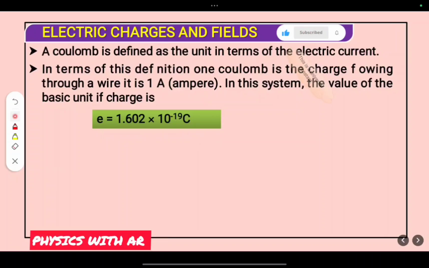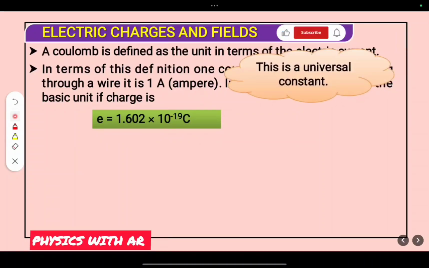So this is a universal constant. Just like we say the small g value is 9.8, there are some constants like Planck's constant and Rydberg constant which we use. Similarly, the charge of an electron is a constant value, 1.602 into 10 to the power of minus 19 coulombs.